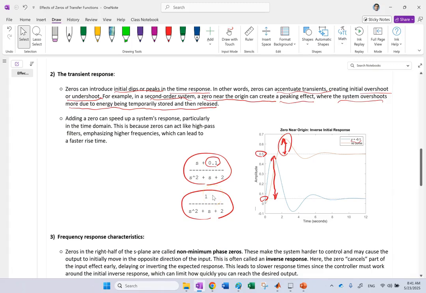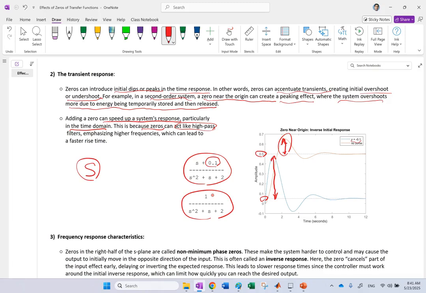Another thing is adding a zero to the system can speed up the system response in the time domain, because a zero acts quite a bit like a high pass filter. Imagine your zero is at zero itself. Right? If the zero is at zero, then your term for it is simply s, and s is a derivative.